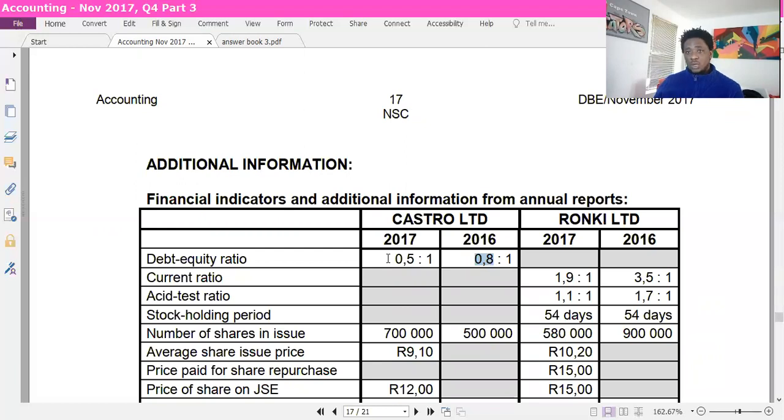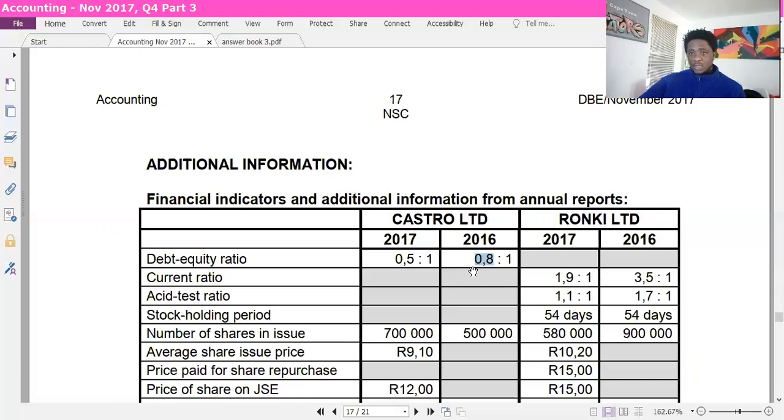So if they raised more capital, they managed to reduce their debt equity ratio, because they also mentioned that there were no new loans that were taken. So this looks a little better for me, that the debt equity ratio improved from 0.8 to 0.5. So the financial gearing of the business has improved from the previous year. The debt equity ratio improved from 0.8 is to 1 to 0.5 is to 1.